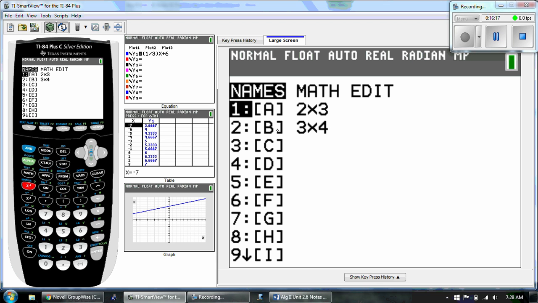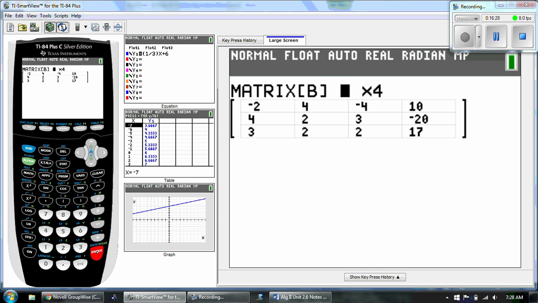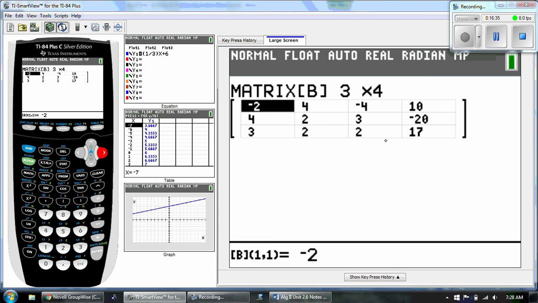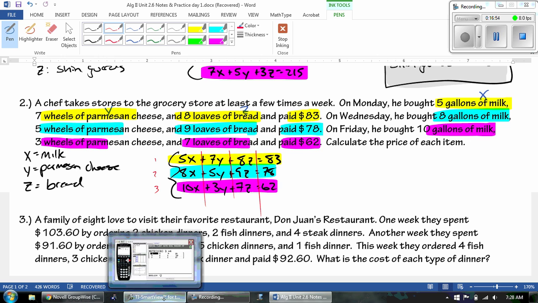So if you notice that B is 3 by 4 already. If you don't have one of yours set up already, go to Edit, whichever one it is, and make one of them a 3 by 4. So you would just type 3 in the first one, 4 in the second one, and then you'll have all zeros here. Okay? And all we do is just go across, and our first set of boxes are our first equation.